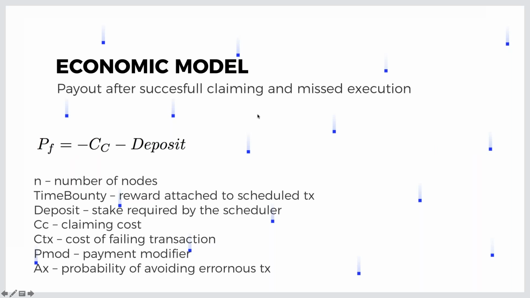All right, so the second thing is the payout after successful claiming and missed execution. We have this deposit in the protocol, which means that if you are claiming the transaction and a deposit is required, then you need to send and lock the deposit into the smart contract. But if you lose, or if you don't execute the transaction in the given period of time, then you are going to lose this deposit. So this is the expected payout: you pay the claiming cost, and you also lose the deposit, so minus deposit.